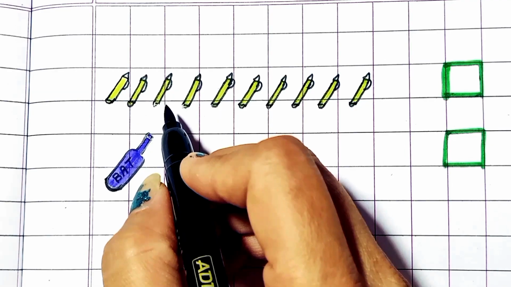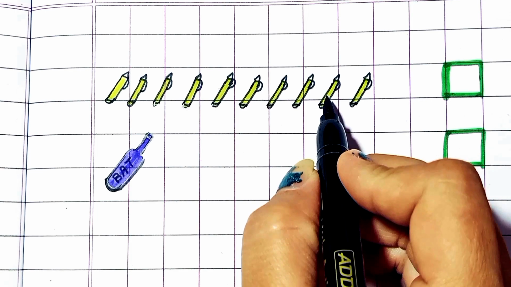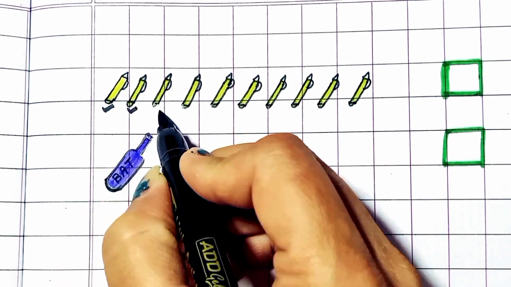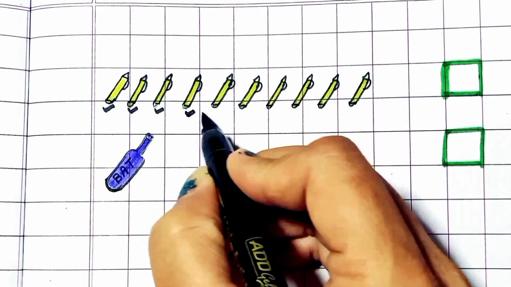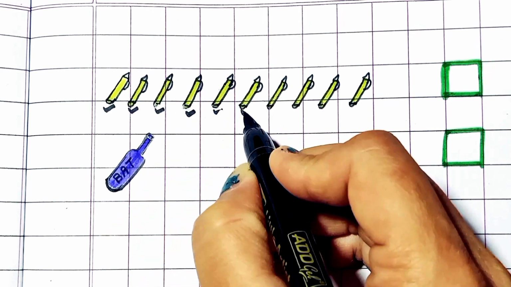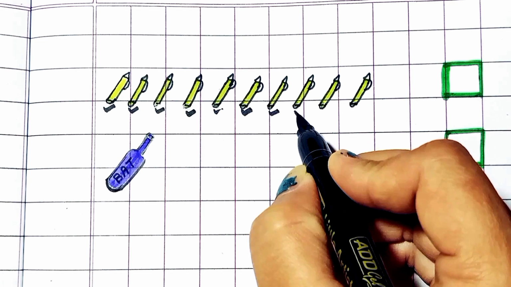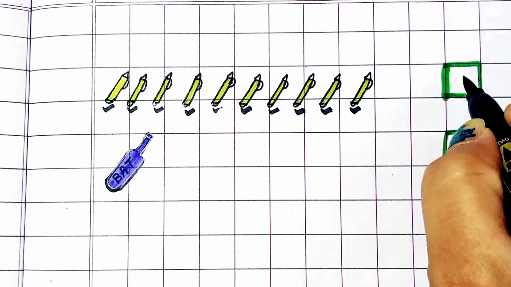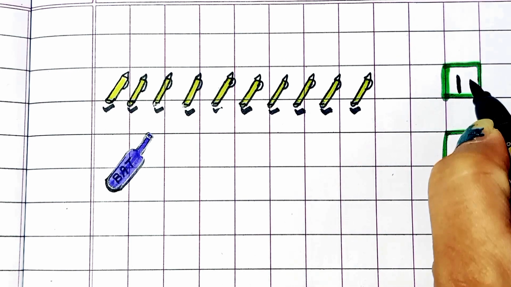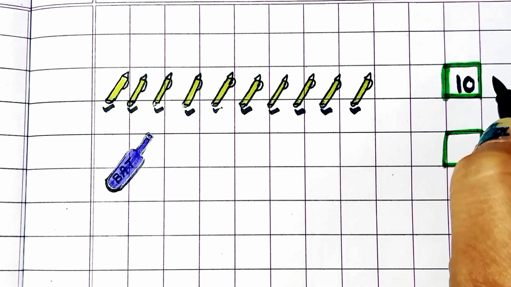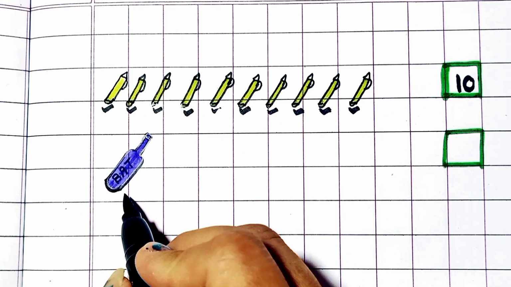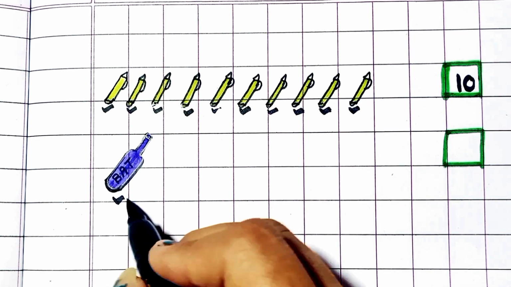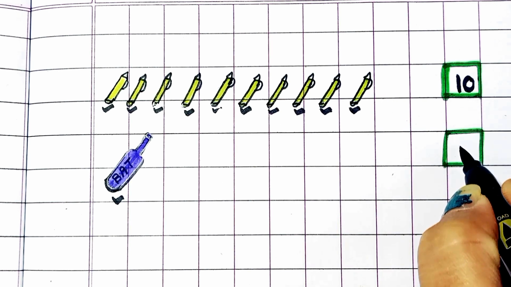Next, we have some pens. Let's start counting. 1, 2, 3, 4, 5, 6, 7, 8, 9, 10. We have 10 pens. Next, we have a bat. 1. Just write the number 1.